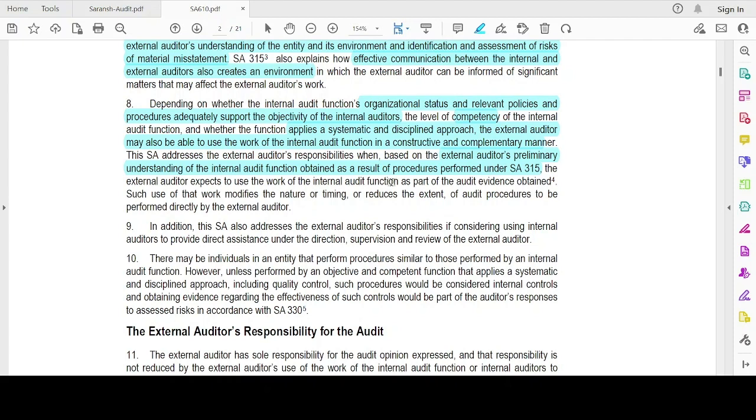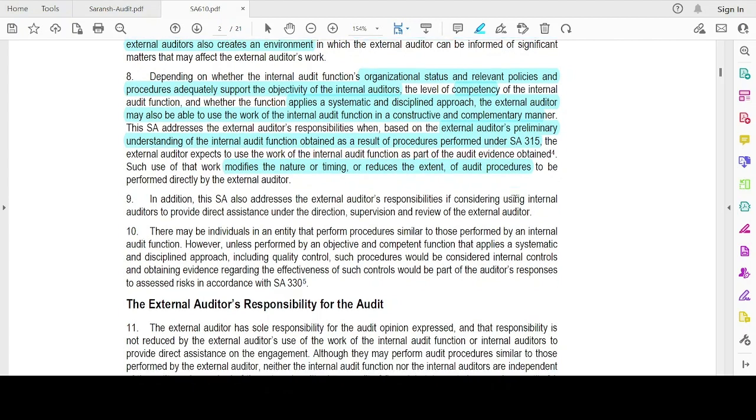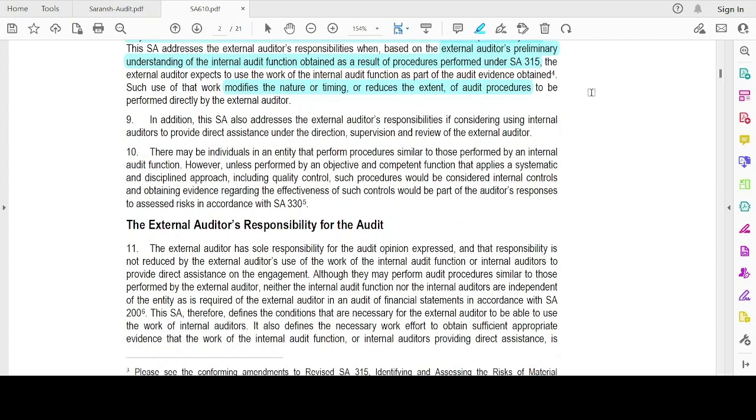Such use of the work modifies the nature and timing, and reduces the extent of audit procedures. See, for some areas he has already covered an extensive test. So I may just do tests of controls there, okay? I may not do a detailed audit procedure there. That reduces the extent of audit procedures and it also reduces the timing for that audit. In addition, this SA also addresses the external auditor's responsibilities if considering using internal auditors to provide direct assistance.